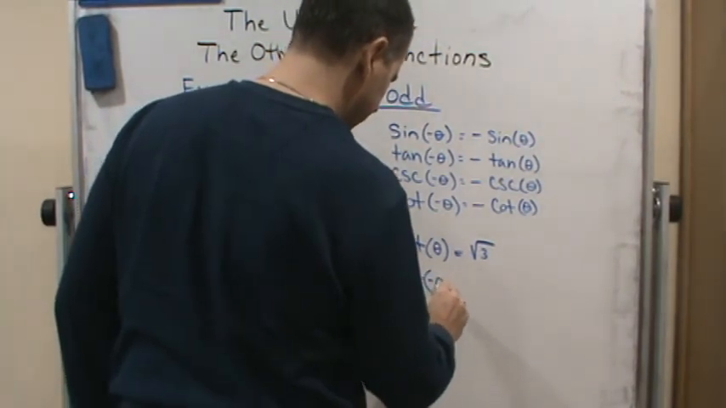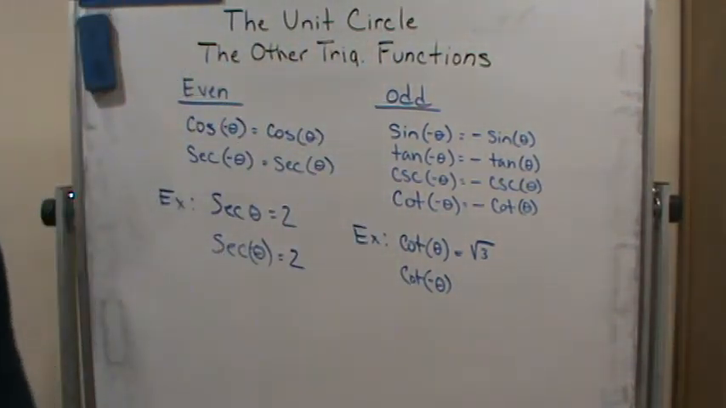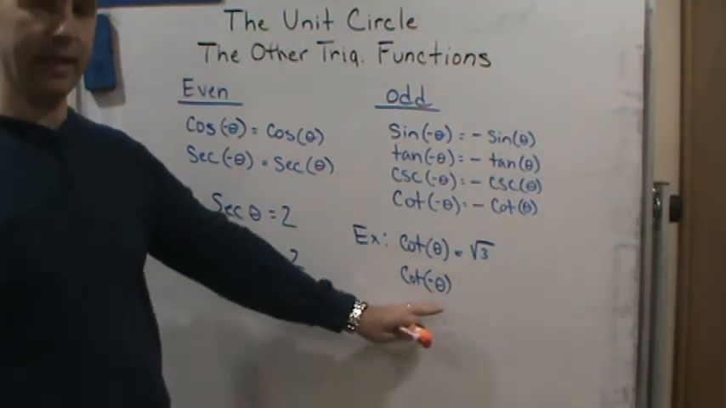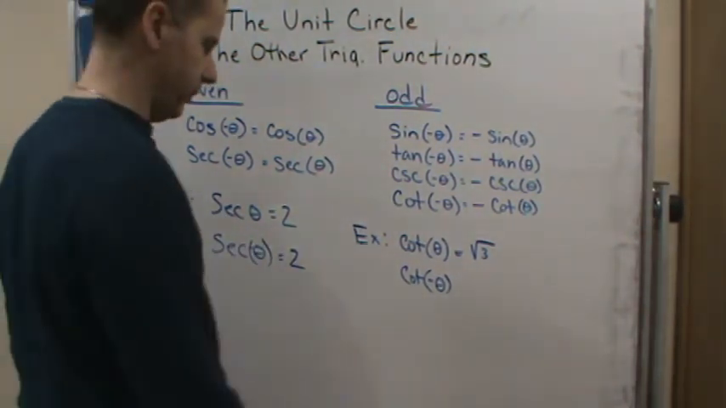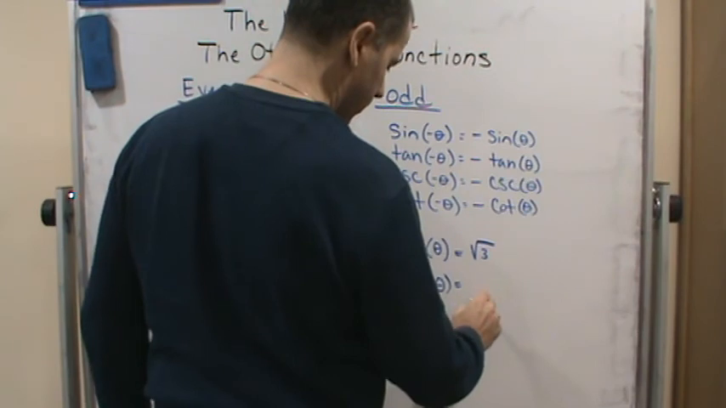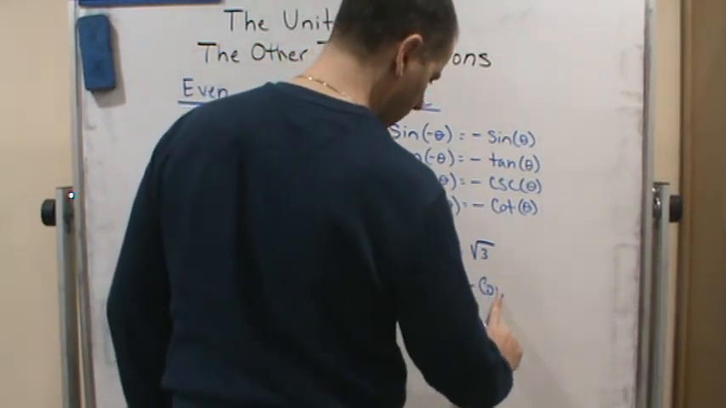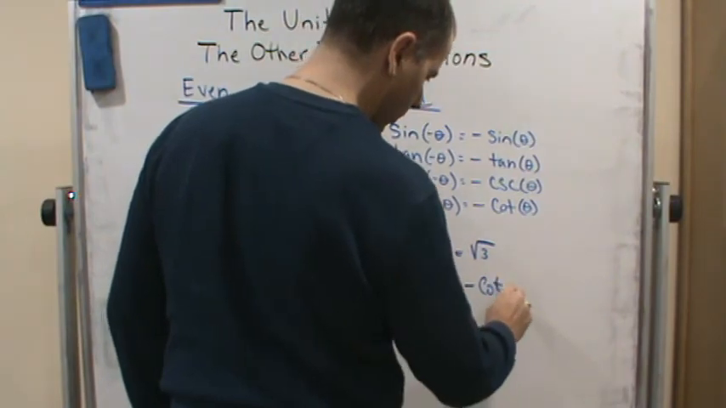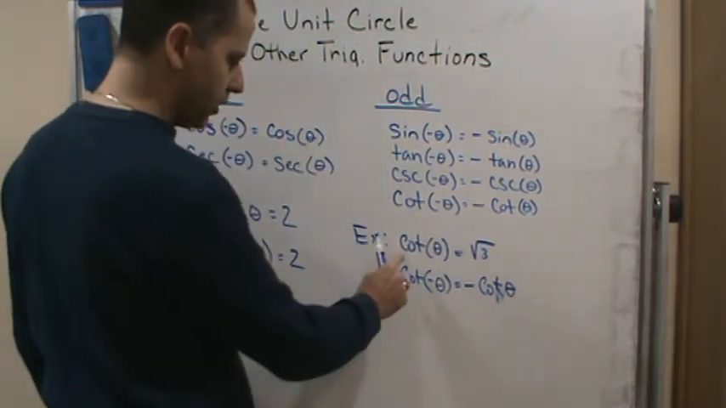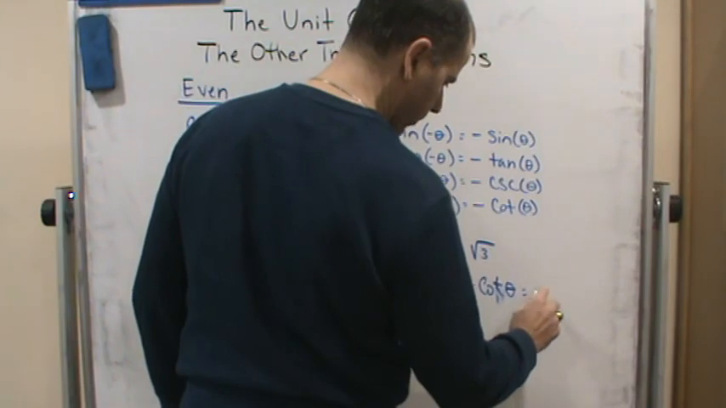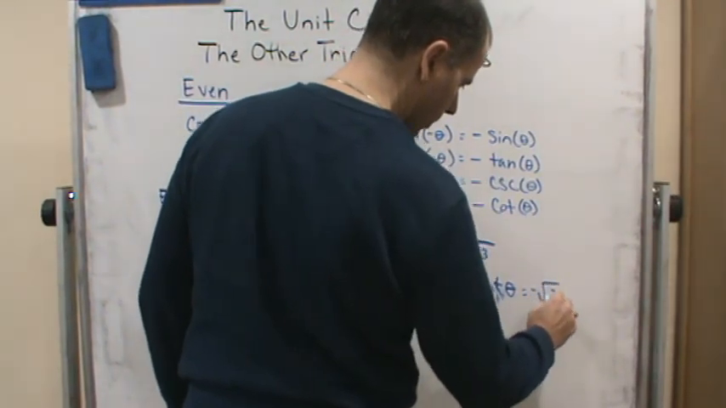So we can use the fact that cotangent is an odd function, which means it's going to be the opposite of cotangent. So this is going to be equal to the negative cotangent theta. Well, what's cotangent theta? Square root of 3. So this is going to be negative square root of 3.